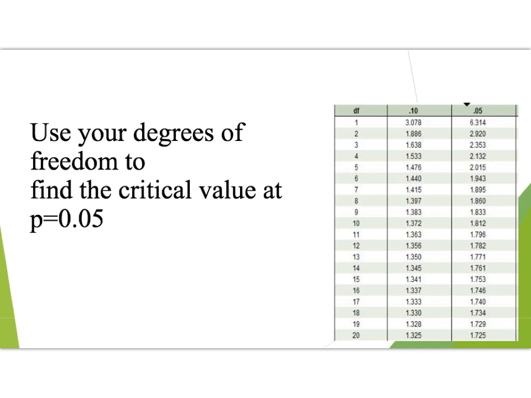So what would our degrees of freedom be? At the probability level of 0.05, and we had 12 degrees of freedom, so this is our critical value, 1.782.